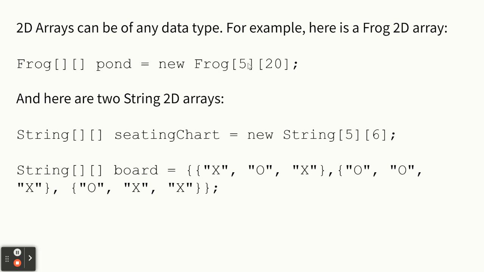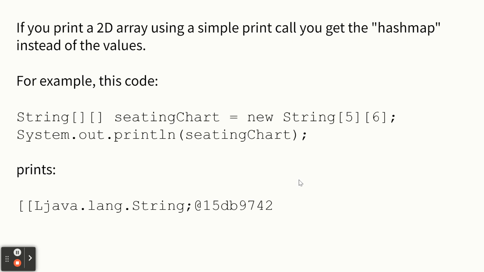So this creates a 5x20 two-dimensional frog pond. This creates a seating chart that's 5x6, a 30-seat seating chart. This creates a tic-tac-toe board. Did X win? I should have figured out who won. I would make somebody win.